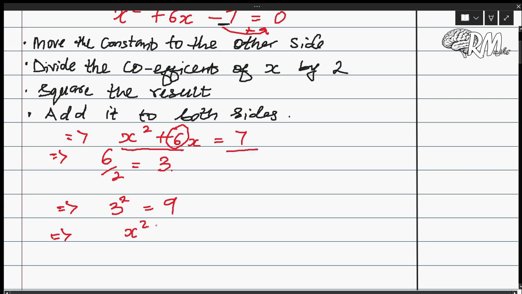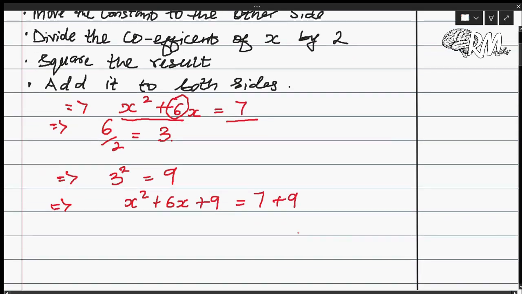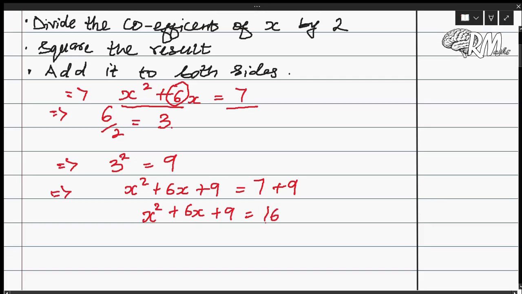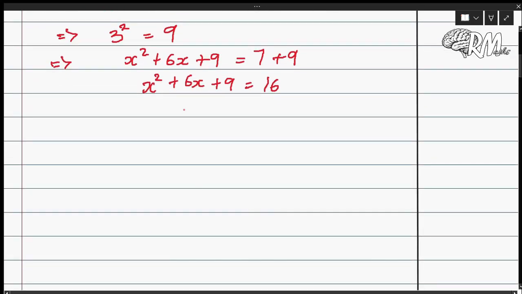I will have x squared plus 6x. Add it, then I'll add plus 9 equals 7. Add it to the other side too, and I have plus 9. Now then I can solve the quadratic equation. I have x squared plus 6x plus 9 equals 7 plus 9 gives me 16. Then from here, if I factorize this one, I will have x plus 3.